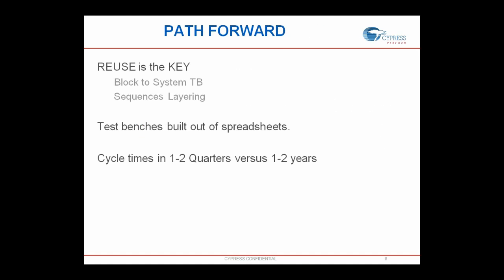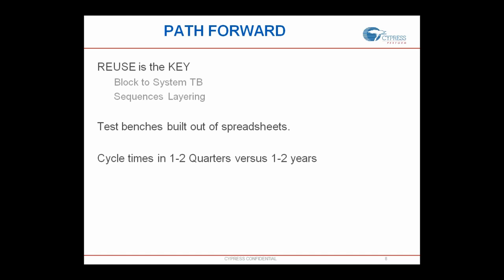So what's the path forward? Reuse. That is the key. Given the amazing amount of complexity of the chips, if we don't have reuse in our test benches, we are not going to meet our schedules for sure. So reuse is extremely important, so that you can port your test benches from block to system level. Same case with the test benches. When you have layered sequences, make sure that you parameterize them so that you can reuse across different SoCs.